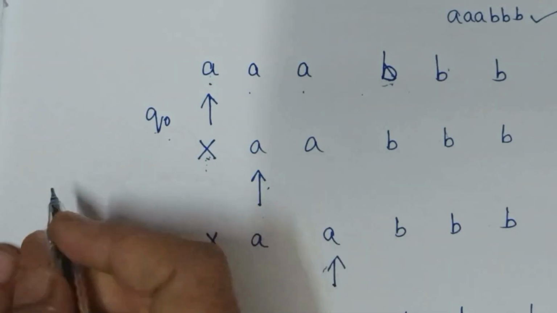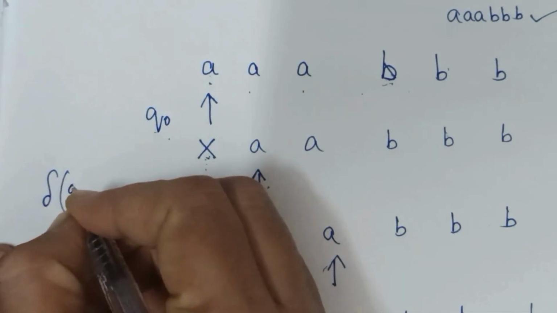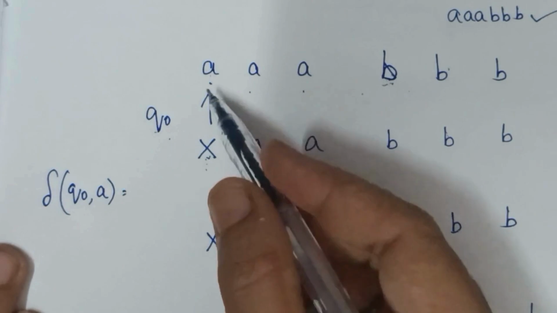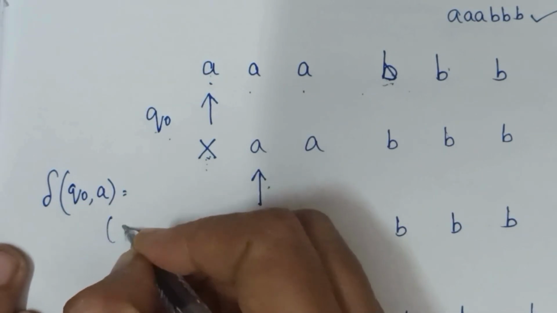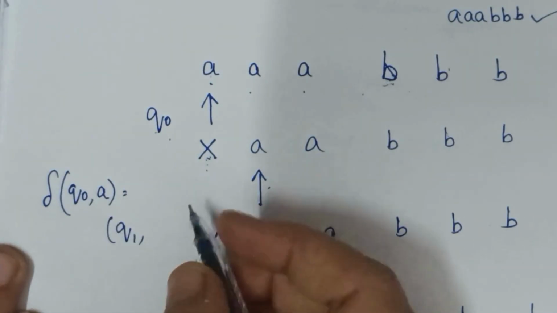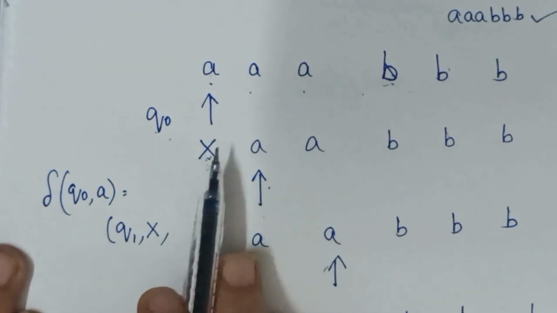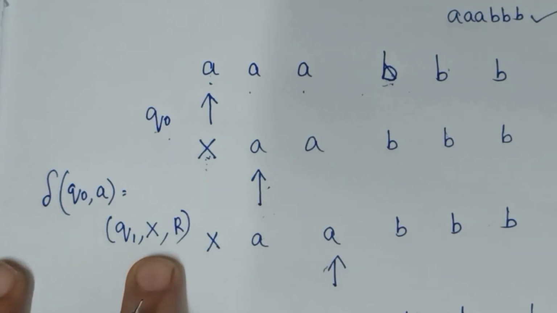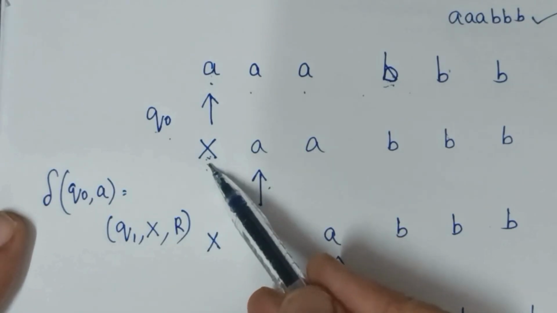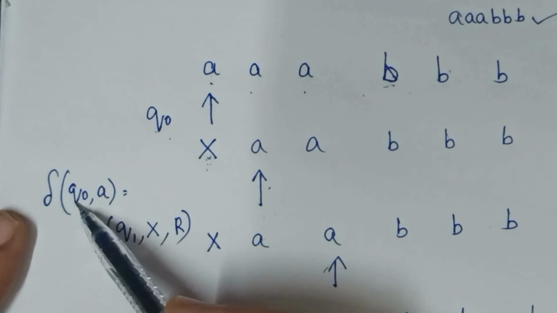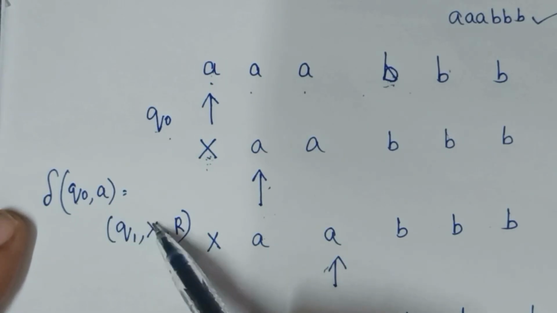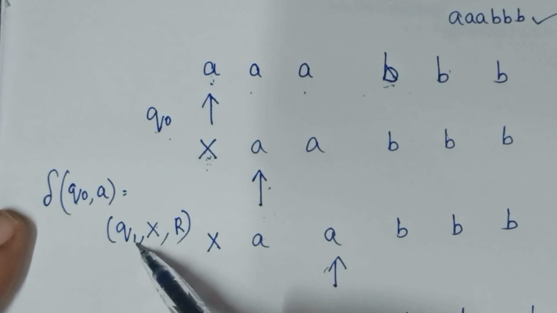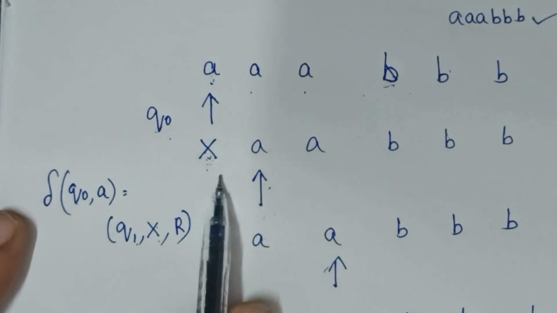In the same way we should write the transition function. Delta of Q0 on reading input symbol A. We are replacing A with X, which means some action is being performed, so write it as Q1, and A is replaced with X, and after that the header is moving to right. Hope you understood this transition function. Q0 on reading A, replacing A with X and moving to right. The state also changes because A is counted. So Q1 X R means the header is moving to right.